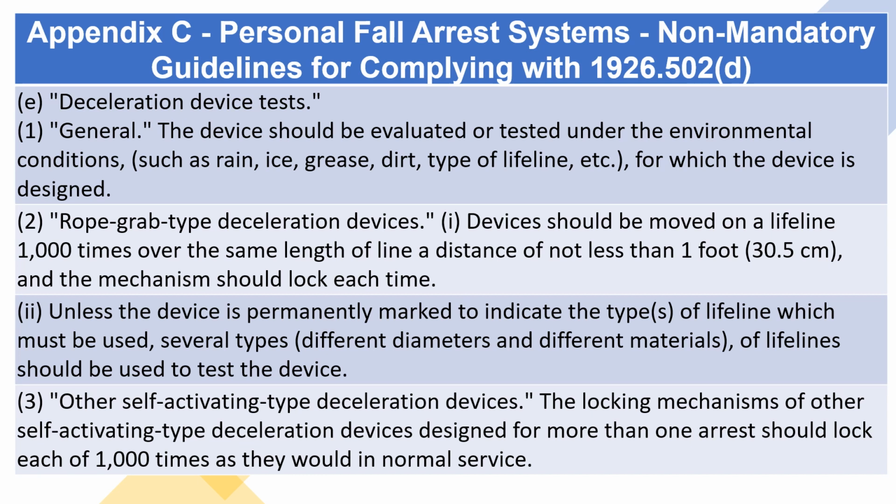2. Rope grab type deceleration devices. I. Devices should be moved on a lifeline 1,000 times over the same length of line at a distance of not less than 1 foot (30.5 centimeters), and the mechanism should lock each time. 2. Unless the device is permanently marked to indicate the types of lifeline which must be used, several types, different diameters and different materials of lifelines should be used to test the device.